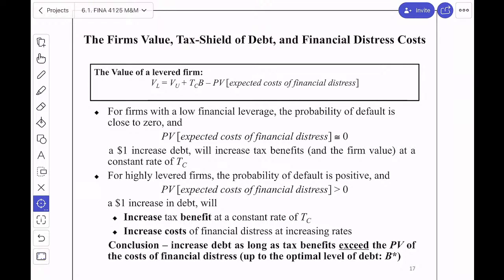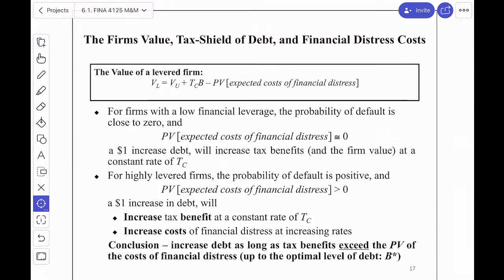So for firms with low financial leverage, the probability of default risk is 0. So this would not exist. So we could focus on this part of the equation. But for highly levered firms, the probability of default risk is positive. Okay?